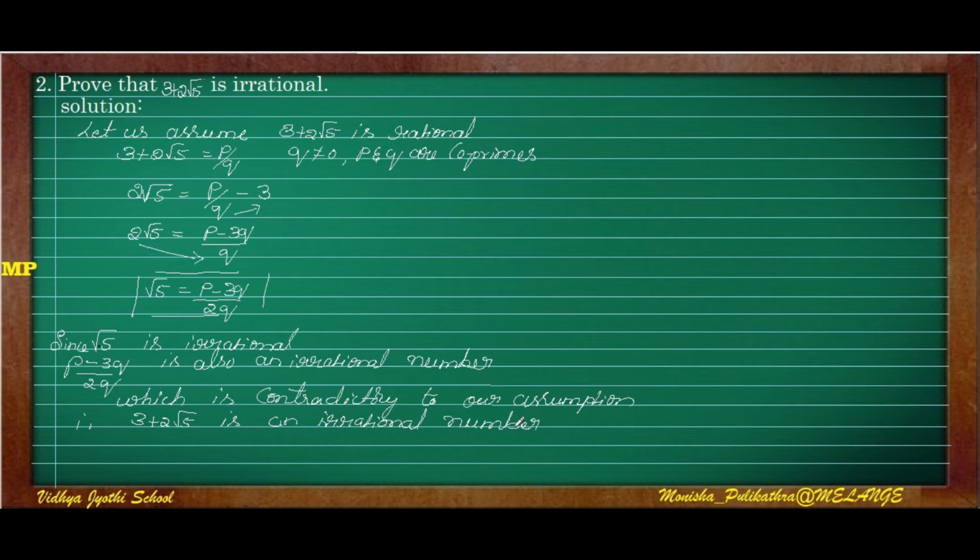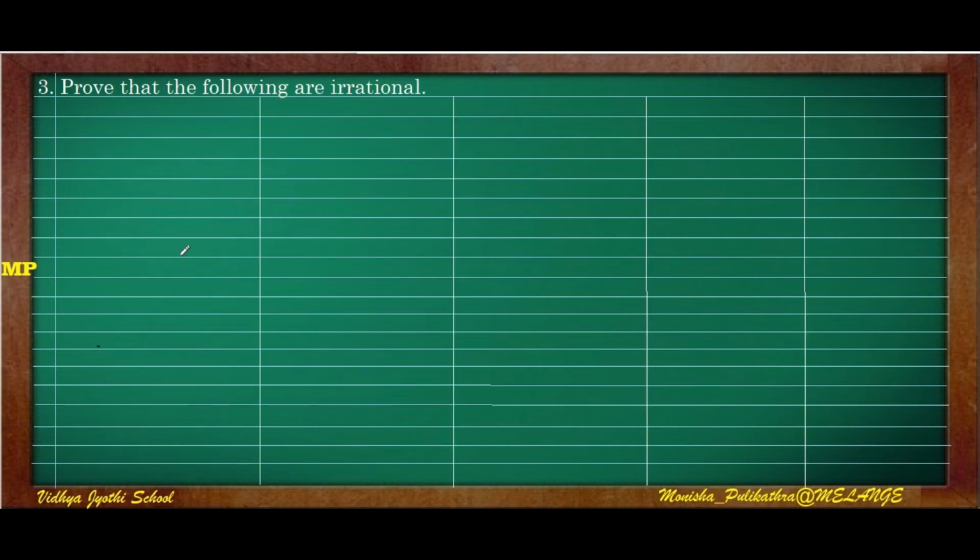I hope you understood this. Let us move on to the third question. In the third main question there are 3 sub questions. So let us do all the 3, which is a quite easier one. The first question is 1 by root 2, which we have to prove is irrational. So prove that the following are irrational. So the same procedure we have to follow.